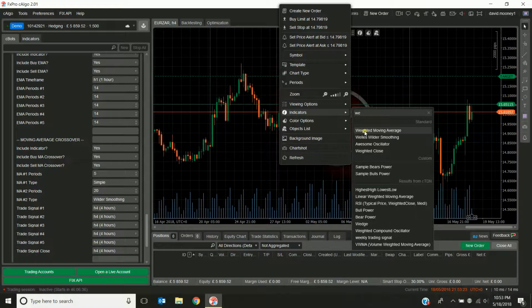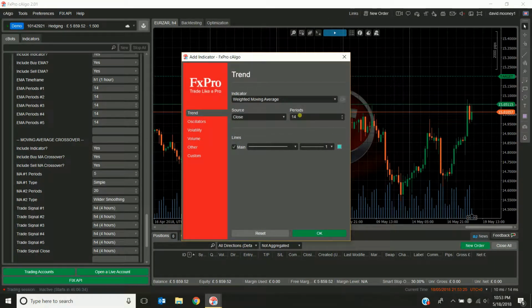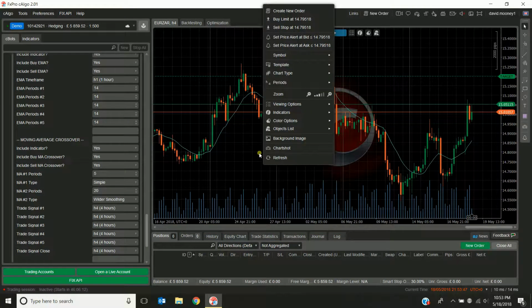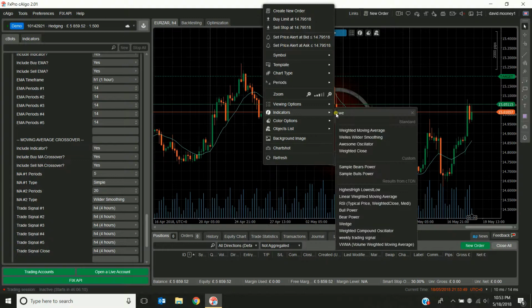So weighted moving average, set that at 20, as in mag. You can also set the colour here to differentiate between the two. So I like to set my main line as a sort of turquoise aqua blue colour, and I like to set my signal line as a red colour. So the signal line in this case is going to be the simple moving average.